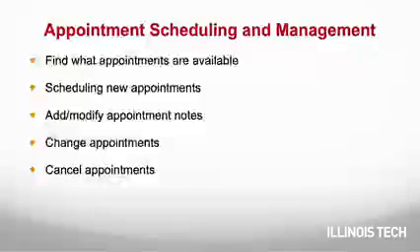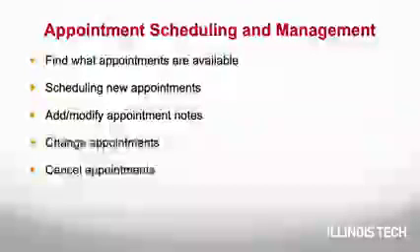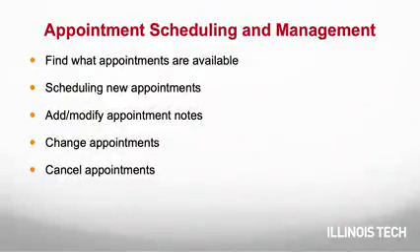So finding out what appointments are available for a particular doctor or for a particular specialty is an important search function. We need to be able to schedule new appointments, which means adding new data into the appointments table at least. The doctors need to add or modify the notes for appointments. Patients might need to change appointments or cancel appointments, maybe some other things, but these are the basic functions. So let's have a look at how these functions might be implemented in a system.